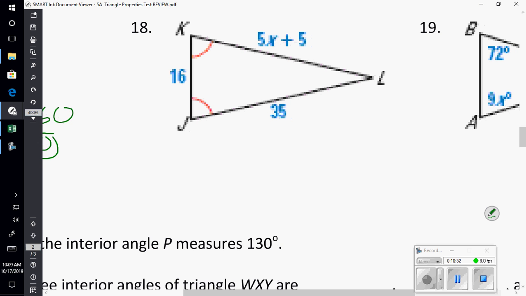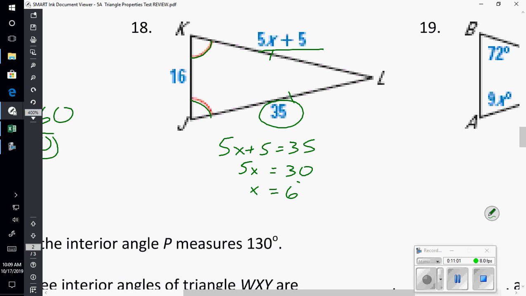On 18, we're only told 2 of the sides are congruent, but if those 2 angles are congruent, then the sides opposite those angles are also congruent, which means if this side is 35, then that is equal to 35 as well. So 5x plus 5 equal to 35. Subtract 5 from both sides. Divide both sides by 5. It's 6.